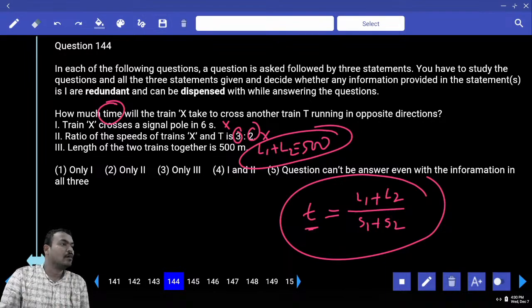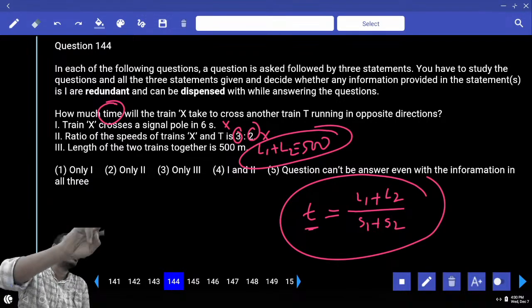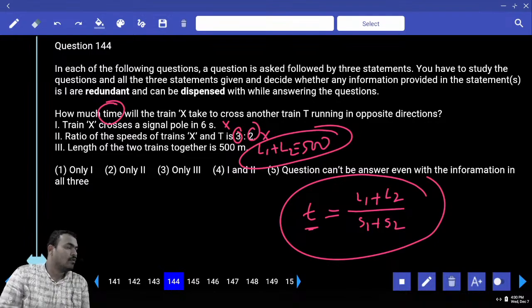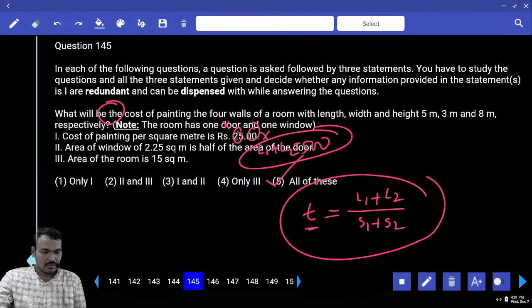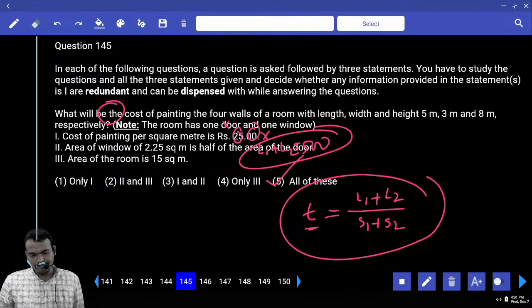2 and 3 not sufficient. 1 and 3 not sufficient, because in 1 already how many unknowns are there? 2 unknowns. 1 and 3 are not sufficient. 1 and 2 are not sufficient. 2 and 3 also not sufficient. Then the answer: the question cannot be answered. Next, 145.